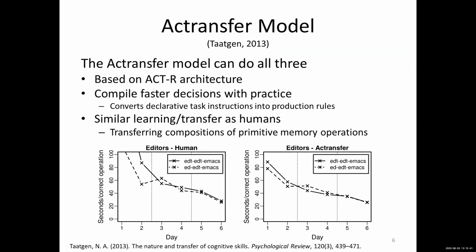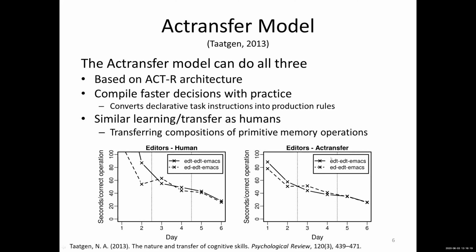Now, there is actually a model that has been published already in cognitive architecture research, ACT-Transfer, that can do all 3 of these tasks. It is based off of the ACT-R architecture, and it works by receiving declarative instructions about what the task is, similar to Rosie, like we've been hearing about so far. And then it practices those instructions using a general set of production rules, and it compiles faster and faster decisions and rules over time with practice. And it also composes its rule knowledge in a specific way that allows significant transfer, the same kind of transfer profiles that you see in humans.